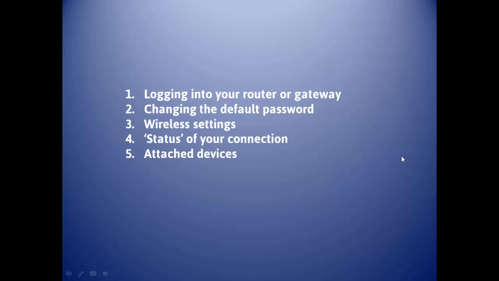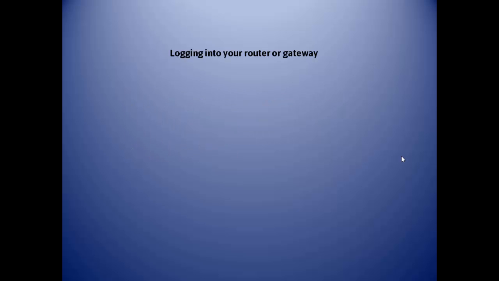To recap what we've covered so far, this is all you're likely to ever do on your router or gateway. Really, it's probably only the first three things. You may want to check the status of your connection sometimes, and maybe you're interested in finding out what's attached to your device too. But the first three are really key, and that's all you need to know with all the huge amount of things you can do on a router or gateway.